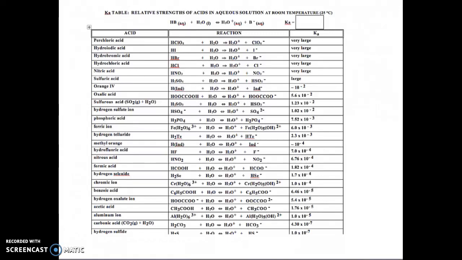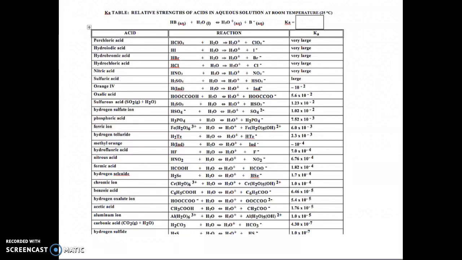Hello, AP Chem kids. This is going to be a lesson on polyprotic acids and how to calculate pHs and concentrations with polyprotic acids. I am starting this video though with a Ka table just because I want to remind you guys from your first year course you do have a Ka table.